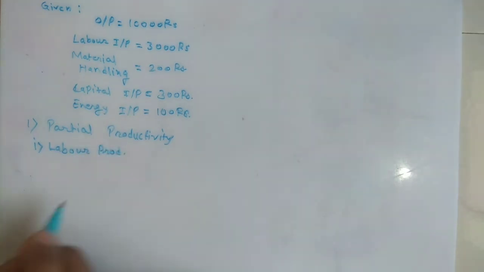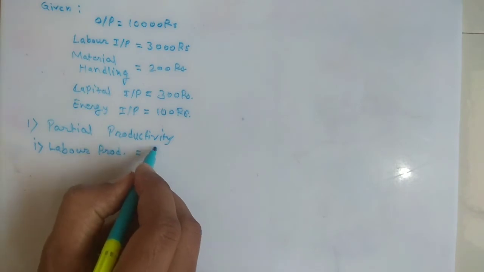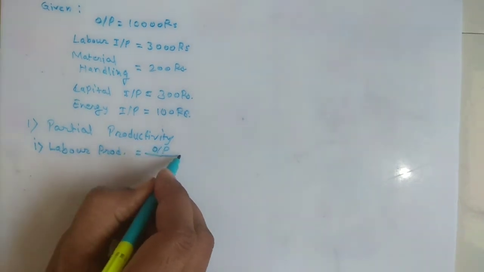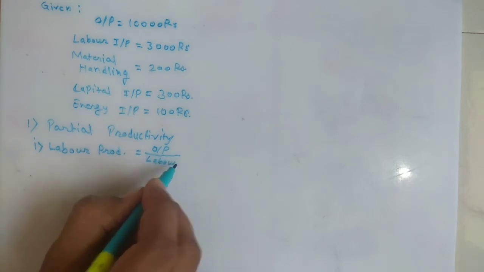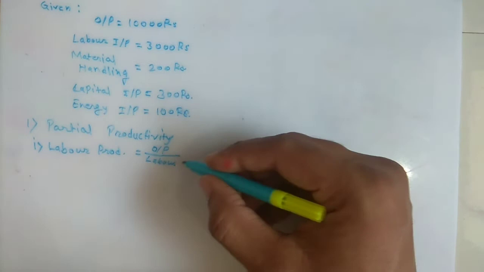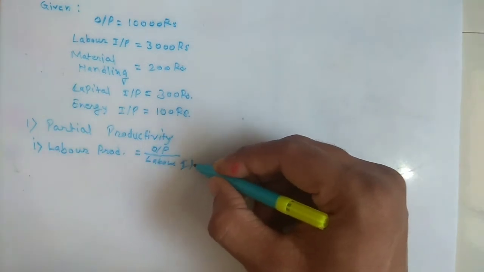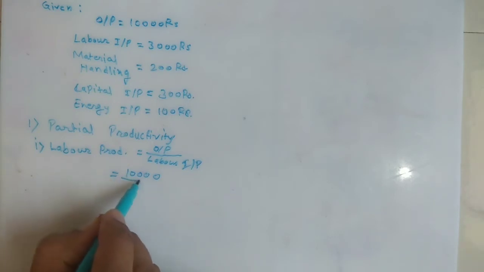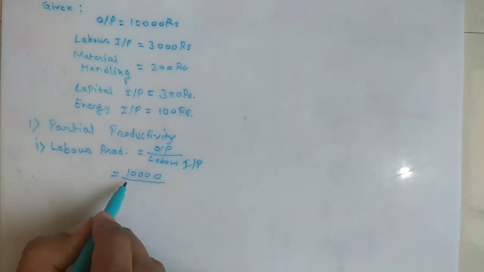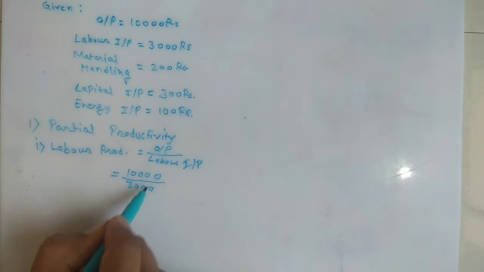It is given by total output divided by labor input. So total output is 10,000 divided by labor input 3,000 equal to 3.33.